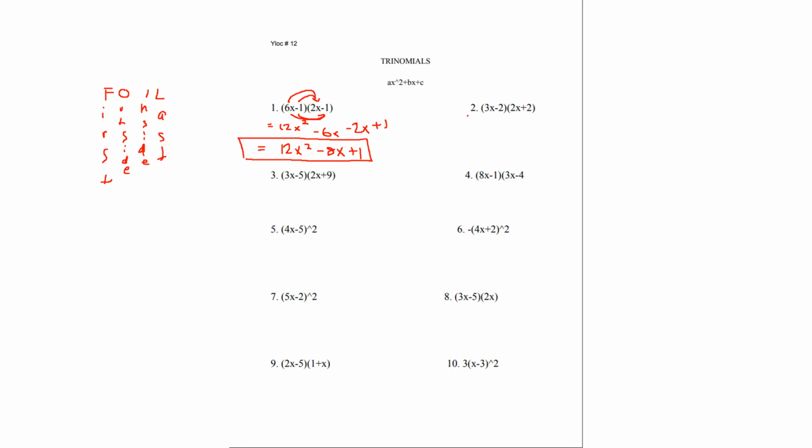Okay. Number 2, just do the same thing using FOIL. So multiply the first terms, 6x squared. Multiply the outside terms, which makes plus 6x. Then multiply the inside terms, which gives you -4x. Then multiply the last terms, which gives you -4. So number 2 is 6x squared plus 2x minus 4.